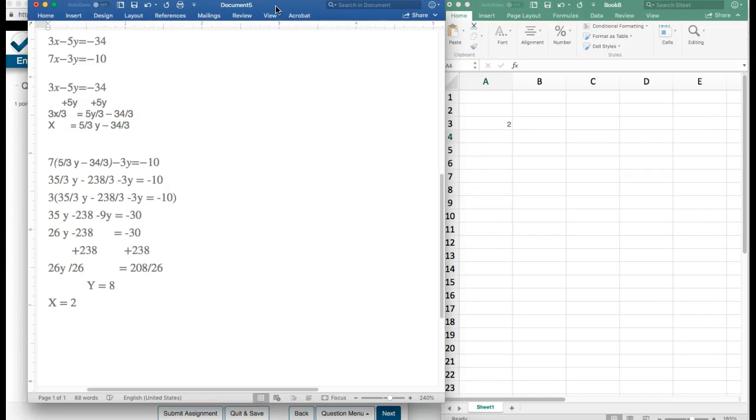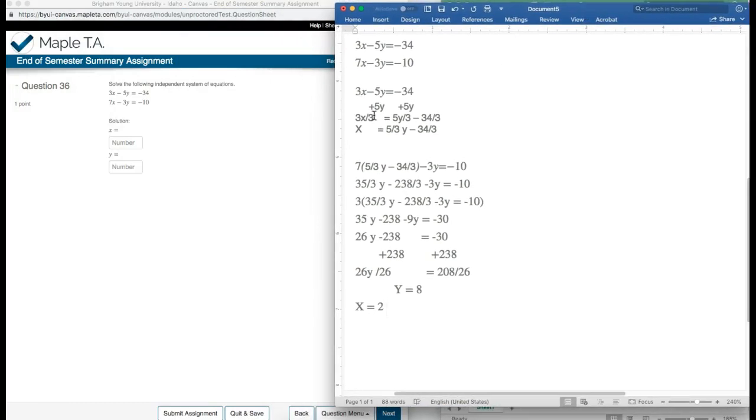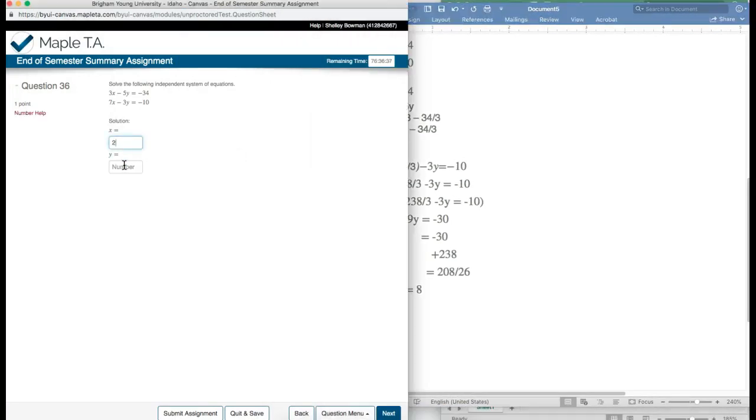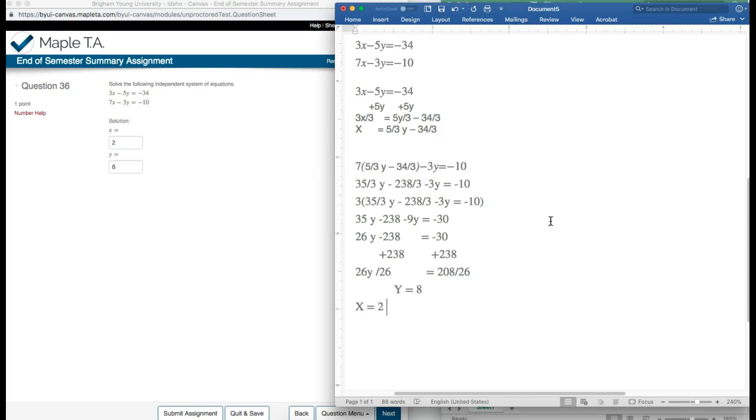All right, so we have our answer of 2 and 8, and we can put that in here, 2 and 8. And then I said we would go ahead and do the elimination method just because. So we'll just copy this and come down here.